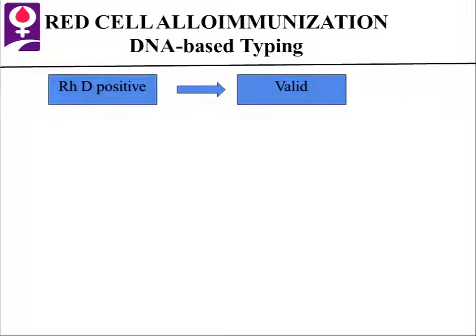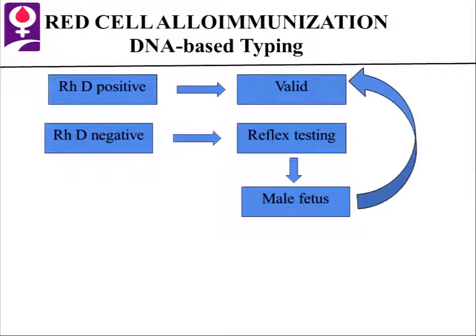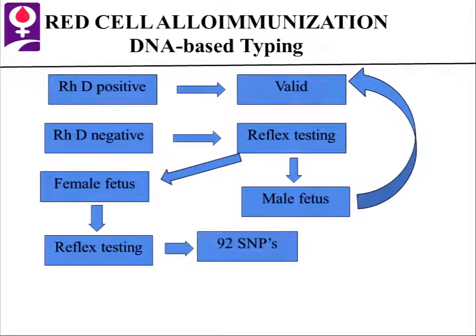This is just a tube of blood taken from the mother as early as 10 to 12 weeks to determine the baby's blood type. If it's a negative result, we do reflex testing and look for the SRY gene. If it's a male, that's valid. If it's a female fetus, we don't know. We may not be amplifying fetal DNA, so we'll do reflex testing with these SNPs.